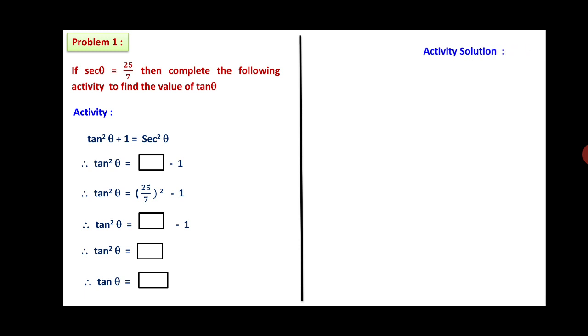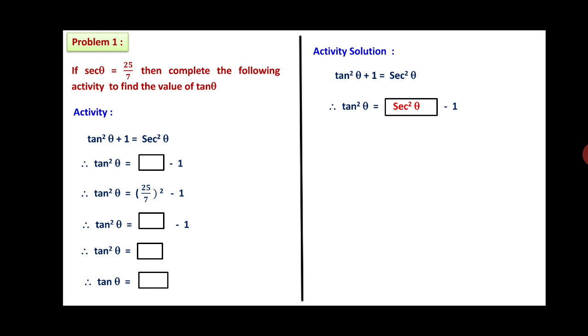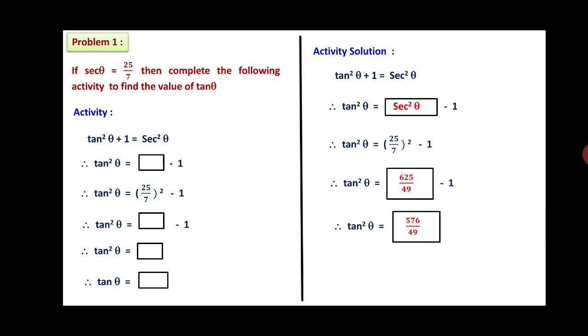So now we'll start the solution of this activity. Tan square theta plus 1 is equal to sec square theta. Therefore, tan square theta will be sec square theta minus 1. In the box that is sec square theta. Then tan square theta is equal to 25 upon 7, the value of sec theta we kept, bracket square, minus 1. Therefore, tan square theta is equal to square of 25 is 625 and of 7 is 49, that we have written here. Therefore, the subtraction of these two terms, 625 upon 49 minus 1, will be 576 upon 49.